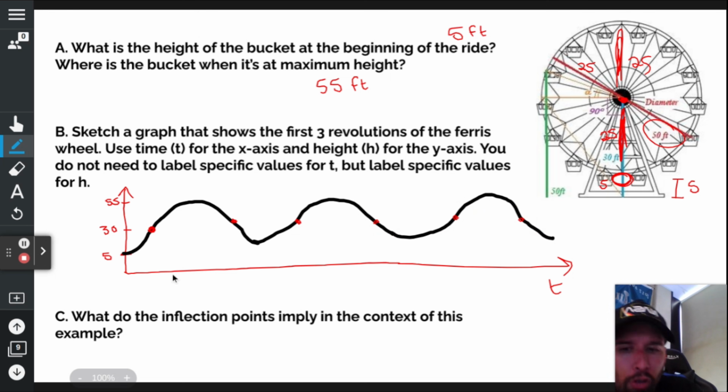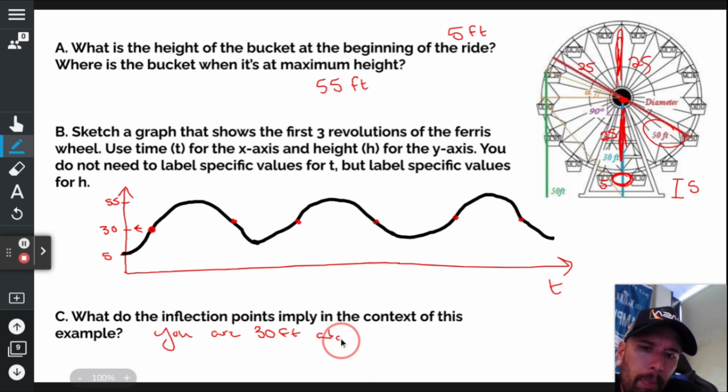So what do the inflection points imply in the context of this example? Well, all of the inflection points happen to be at the same exact number, 30. So what do they imply? Well, they imply that you or the bucket are 30 feet above the ground. That's what it implies.